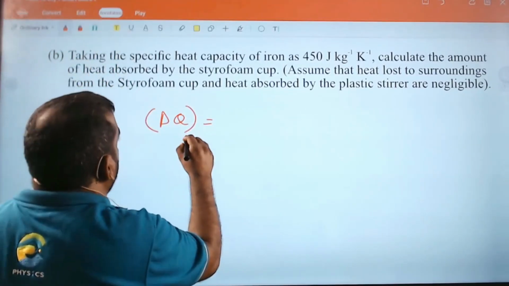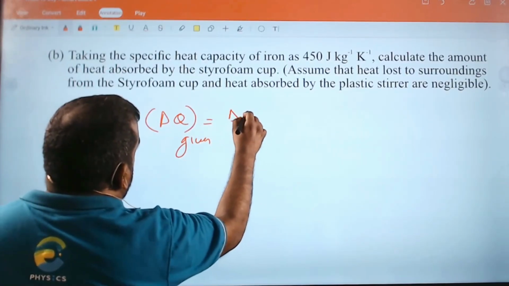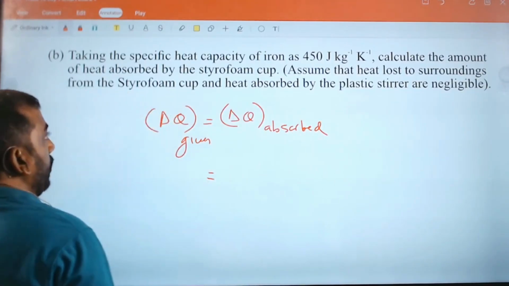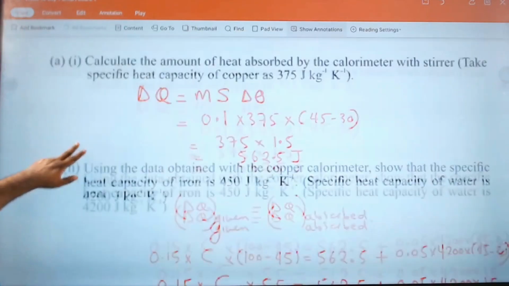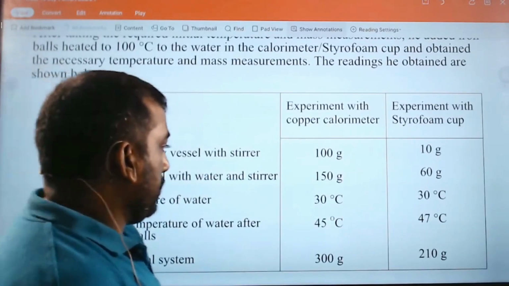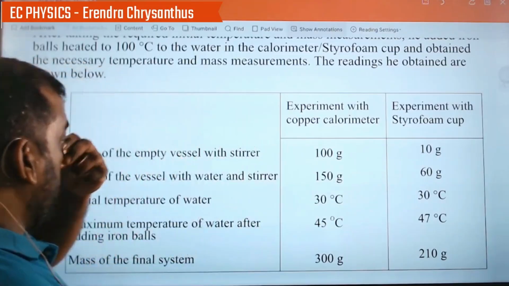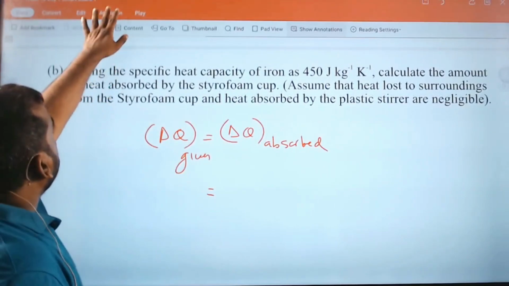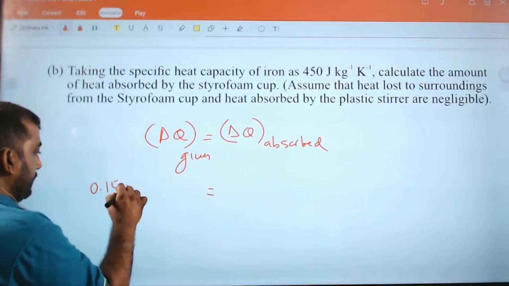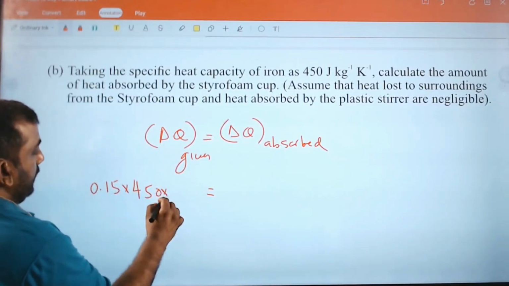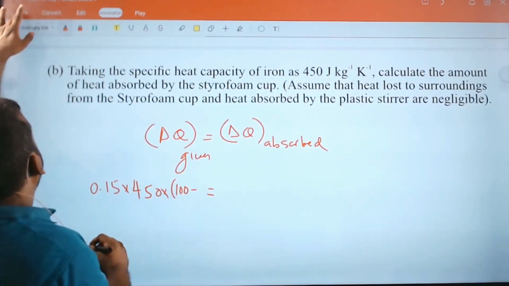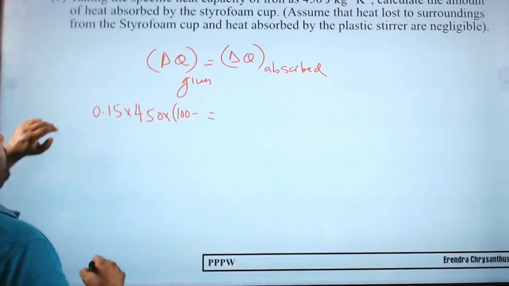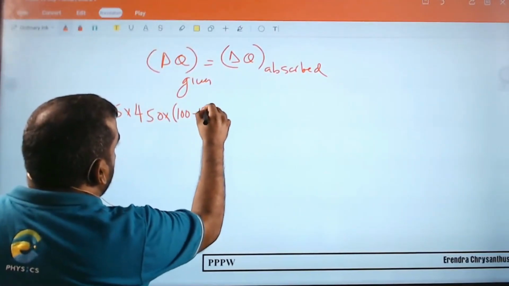Heat given equals heat absorbed. Who is giving heat? Metal giving heat. So final mass 210 minus 60. 210 minus 60 is 150, no? 150, 450. Change in temperature is 100 minus, carefully look. Final temperature is 47. Final temperature is 47. Who is absorbing it?